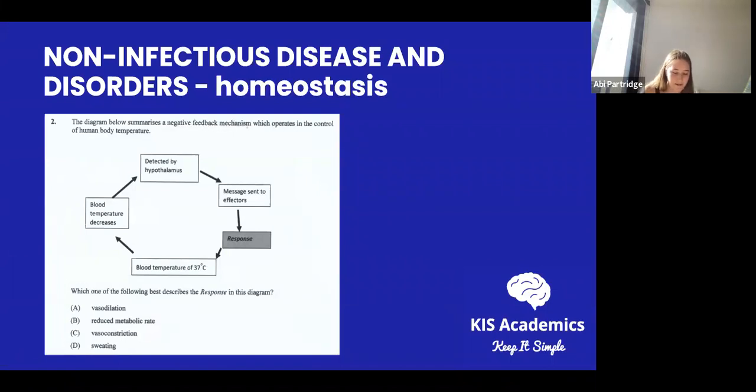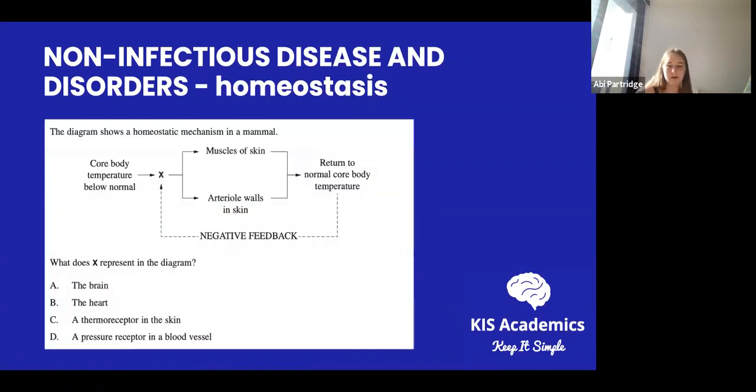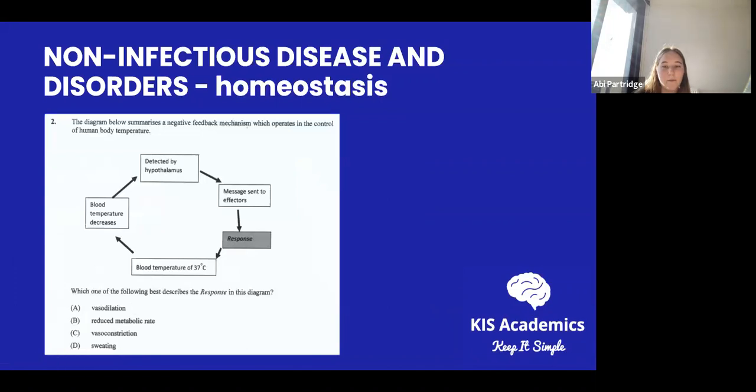Okay, so vasodilation would occur when you are too hot. The blood vessels would be dilating near the surface and you'd be trying to release as much heat as possible. The reduced metabolic rate would also be doing that. And then the vasoconstriction is what you're wanting, so the vasoconstriction is the answer.